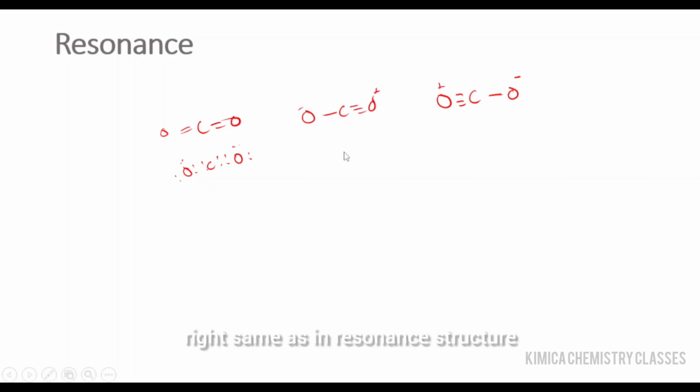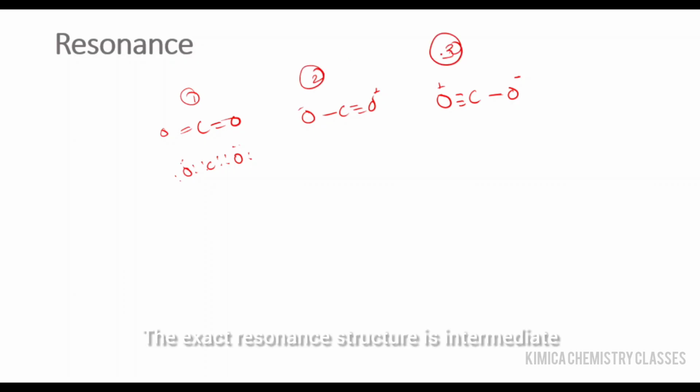Right, same as in resonance structure. So resonance hybrid, according to that, the actual structure of carbon dioxide is intermediate between the 1, 2 and 3 structures. The exact structure is intermediate between these three structures, and this is called the resonance hybrid. Resonance hybrid, although it represents the actual structure of the molecule, cannot be represented on paper.